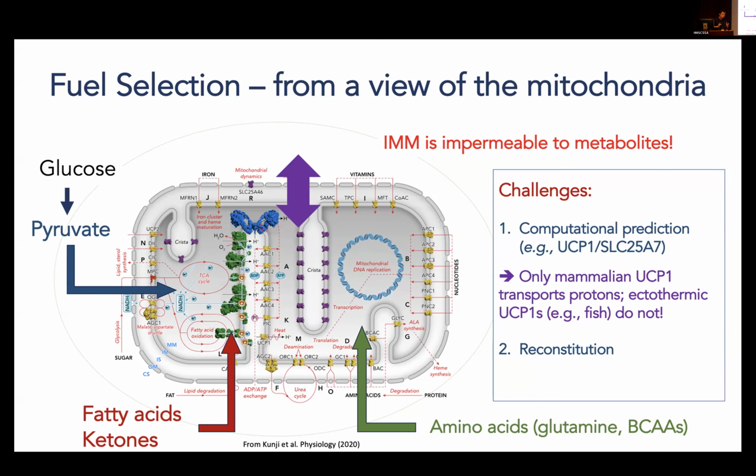About 35 years ago, UCP1 was cloned, and soon after, a lot of people claimed, oh, I found UCP2, UCP3, 4, 5, 6, 7, assuming that they're all uncoupling proteins, which means that they transport protons.